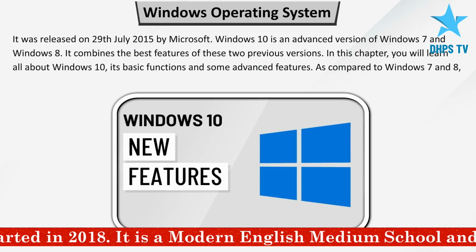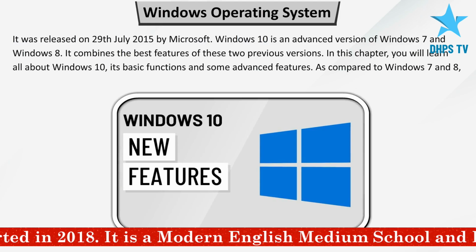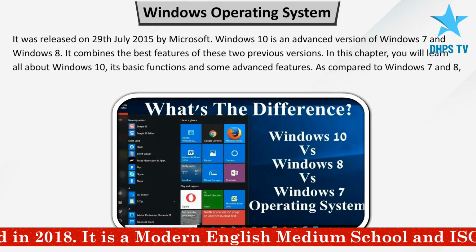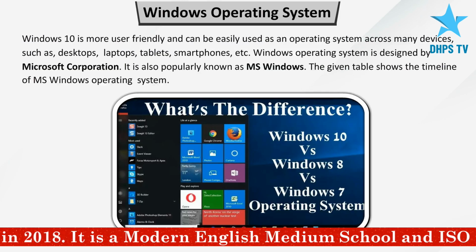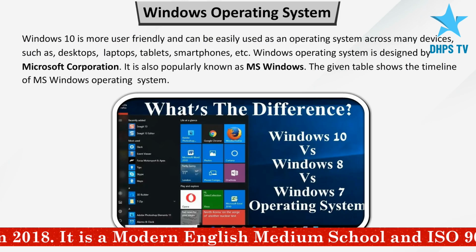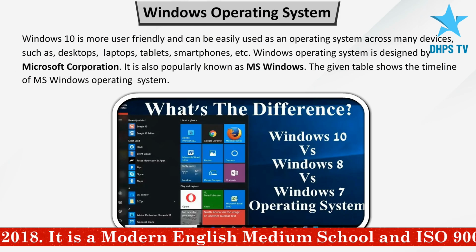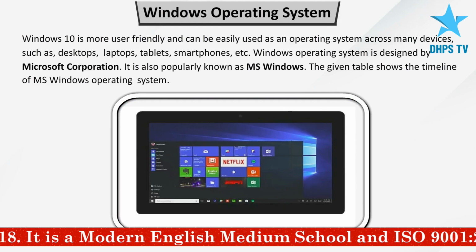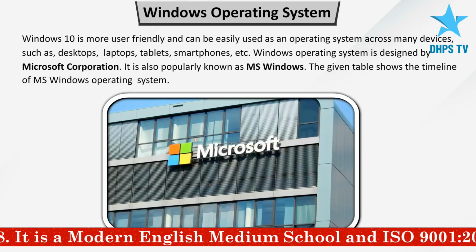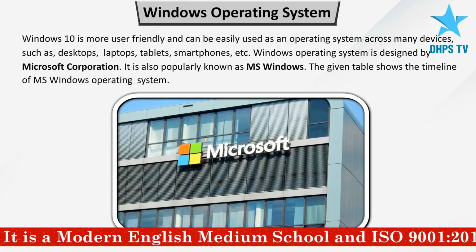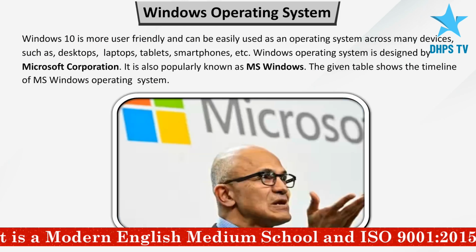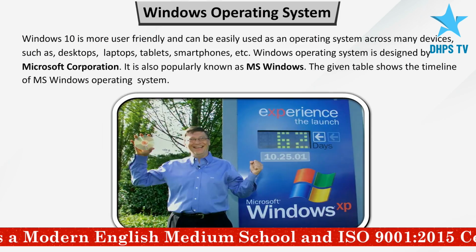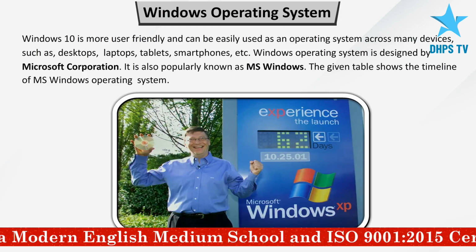In this chapter, you will learn about Windows 10, its basic functions and some advanced features. As compared to Windows 7 and 8, Windows 10 is more user-friendly and can be easily used as an operating system across many devices such as desktops, laptops, tablets, smartphones, etc. Windows operating system is designed by Microsoft Corporation. It is also popularly known as MS Windows. The given table shows the timeline of MS Windows operating system.